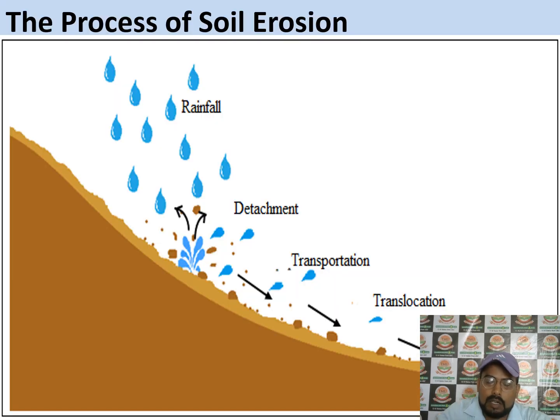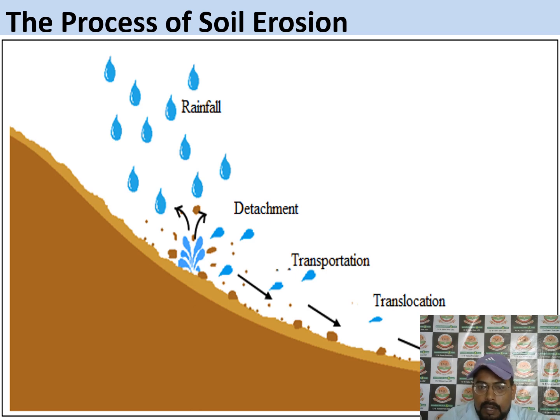How does the process of soil erosion run? What governs the process of erosion? There are two different processes, two factors causing erosion: first is air and second is water. Water erosion depends on the intensity of the rain, the speed of the rain, and the slope gradient of the surface. Water erosion happens by different processes.